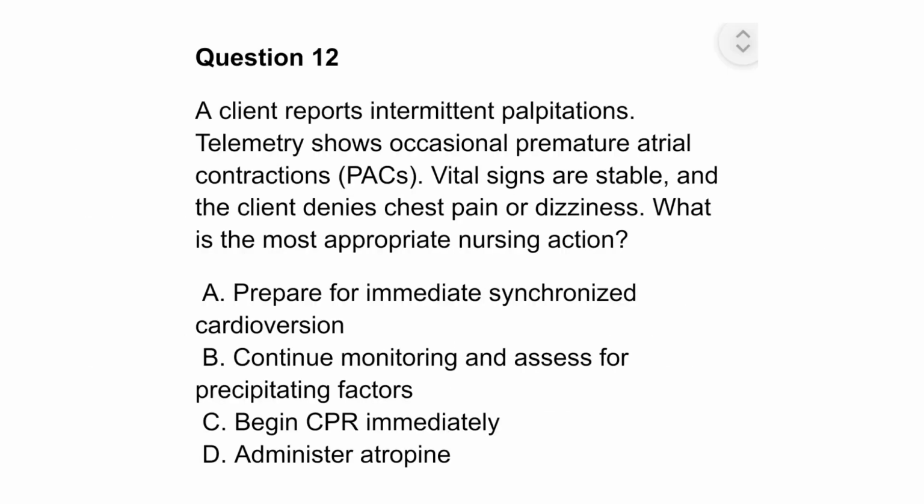Question 12. A client reports intermittent palpitations. Telemetry shows occasional premature atrial contractions, PACs. Vital signs are stable, and the client denies chest pain or dizziness. What is the most appropriate nursing action?